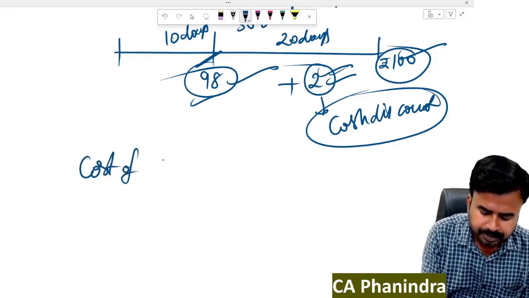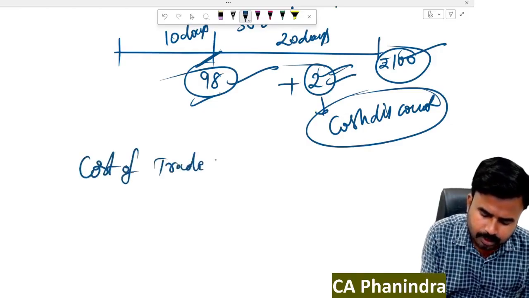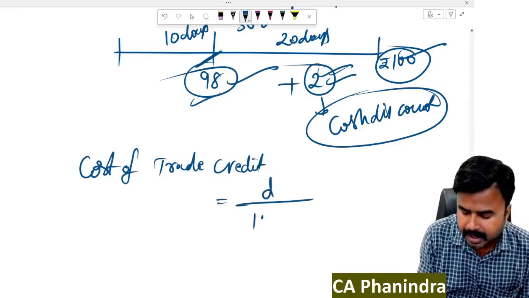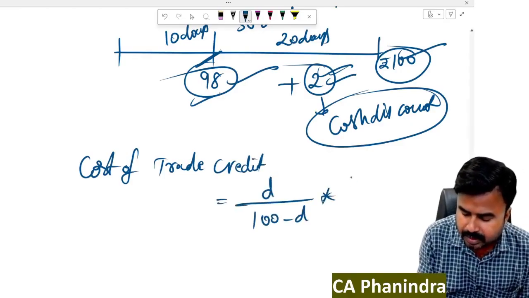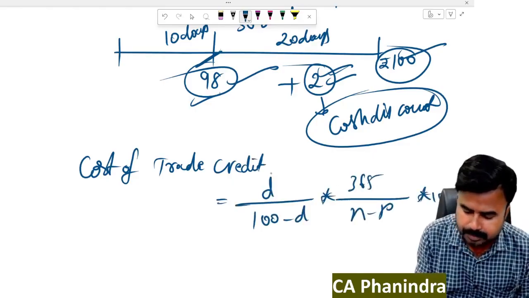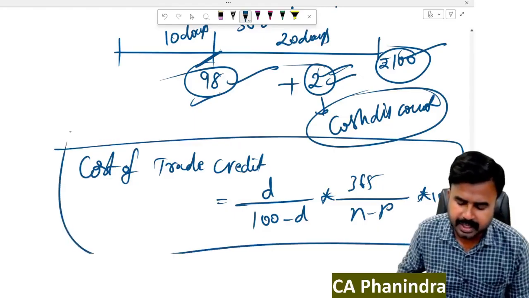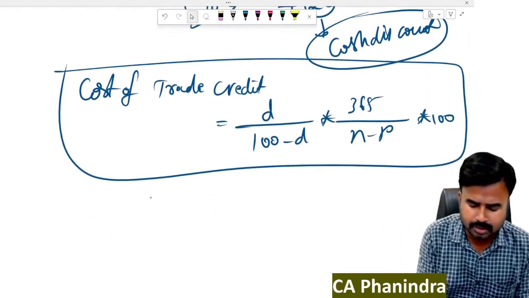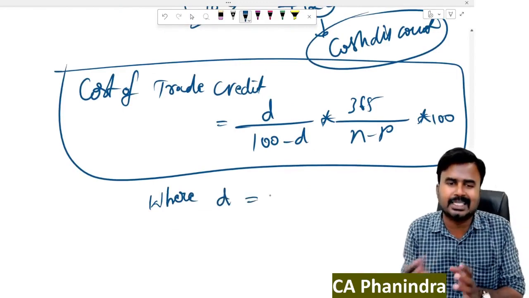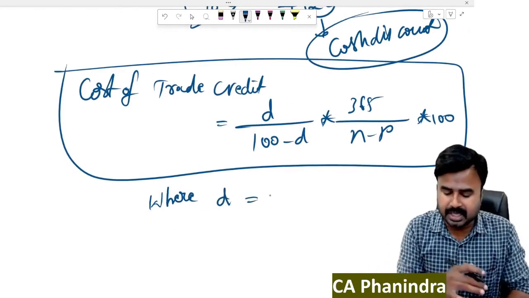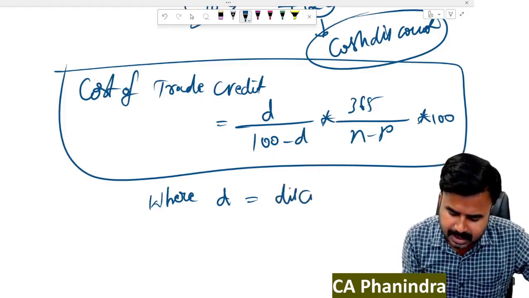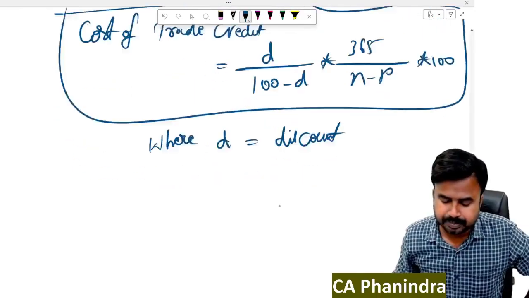Cost of trade credit is equal to D by 100 minus D into 365 by N minus P into 100. This is a formula. D is discount. So I'm just calculating this cash discount term into per annum percentage terms, annualized percentage terms. D is equal to discount, nothing but cash discount.